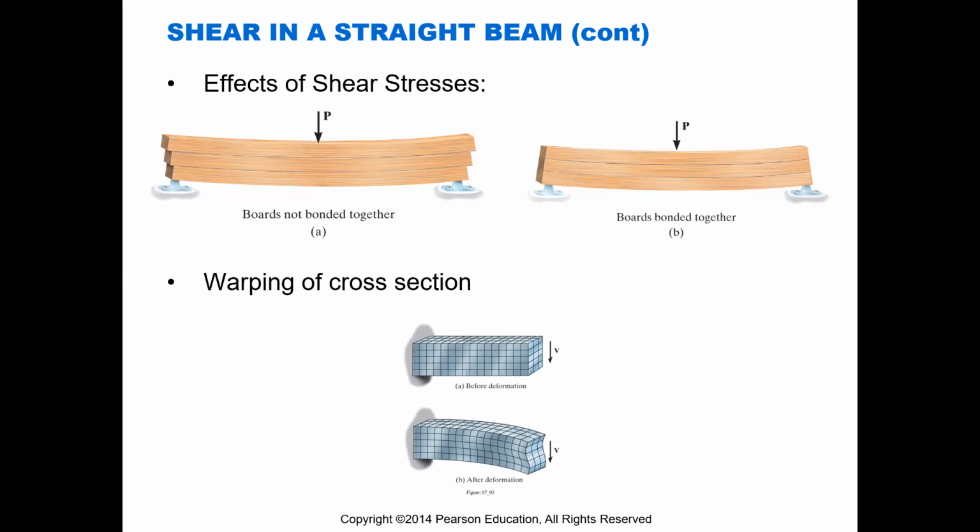So that tendency to want to rotate or to displace relative to each other, that's because of the shear stress. But the material has some shear stress capacity that resists that shearing. And then eventually when you reach the capacity, it's going to break apart.